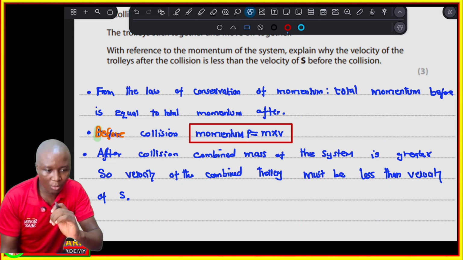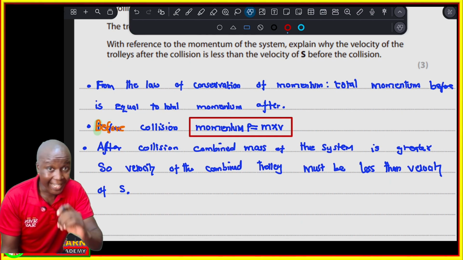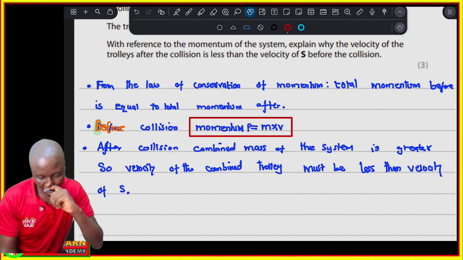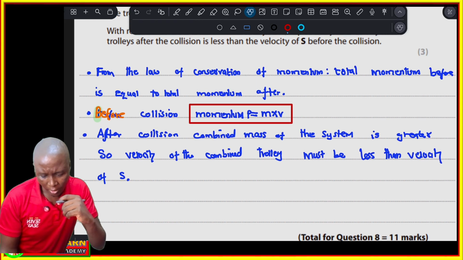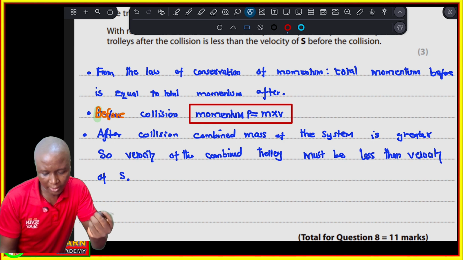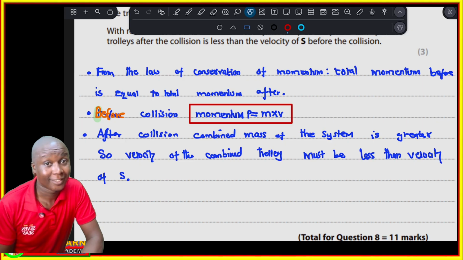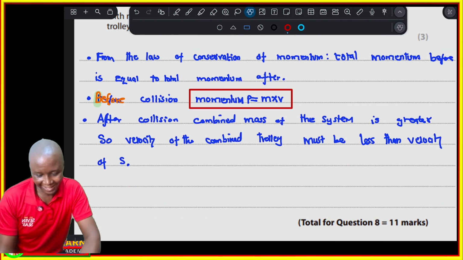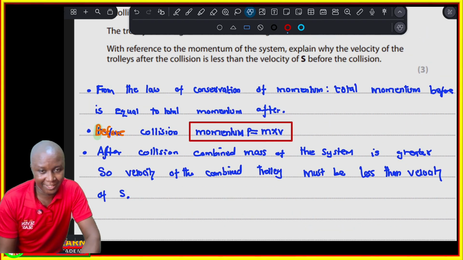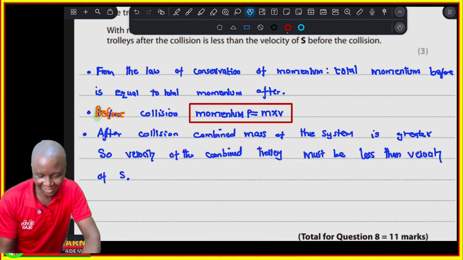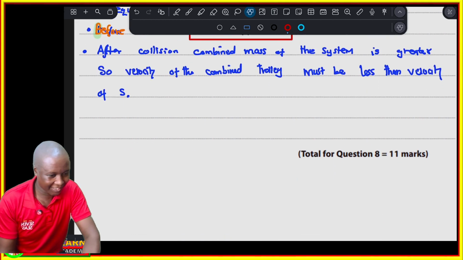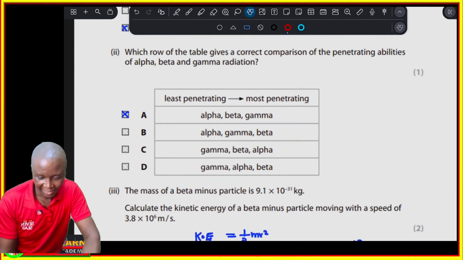So in this question, momentum has to be conserved according to the law of conservation of momentum. So after collision, the combined mass of the system is greater, so the velocity of the combined trolleys must be less than the velocity of S. I hope you've understood how this is arrived at.